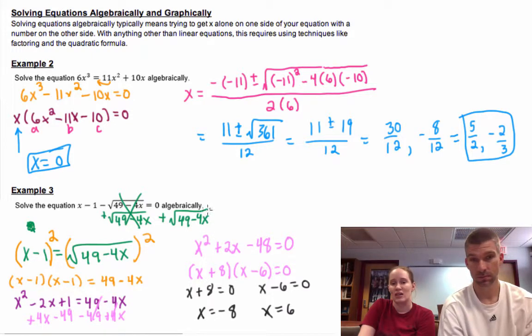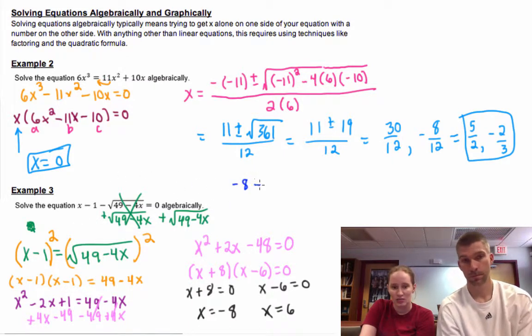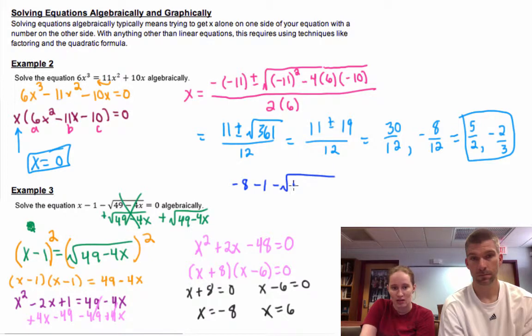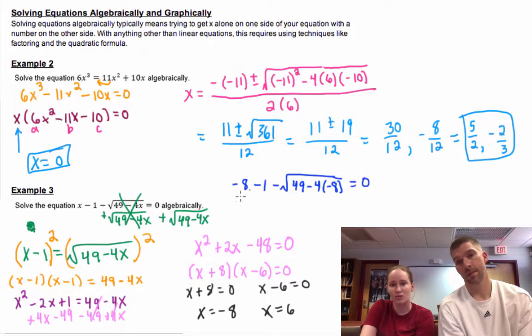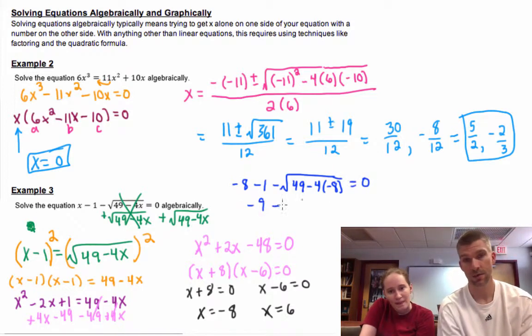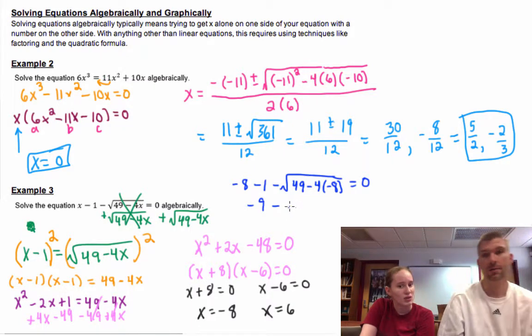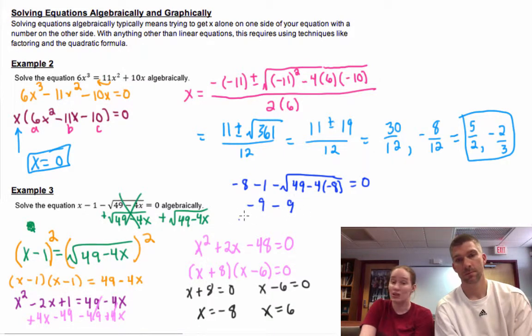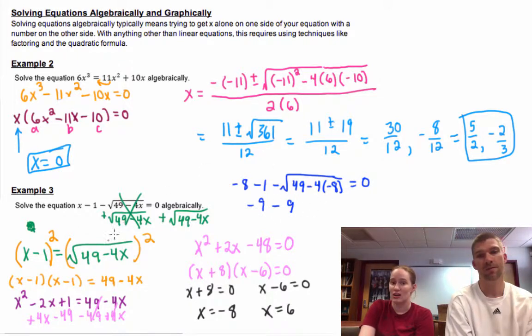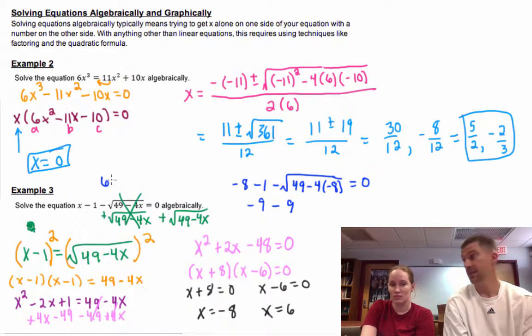I don't know which one's not going to work. So we actually literally, and this is where you can use your calculator to help you, plug in negative 8 minus 1 minus the square root of 49 minus 4 times negative 8. We're looking to see if this really equals 0. If that doesn't really equal 0, it's no deal. So this is plus 32. 49 plus 32 is 81. The square root of 81 is 9. Negative 9 minus 9, that's negative 18.